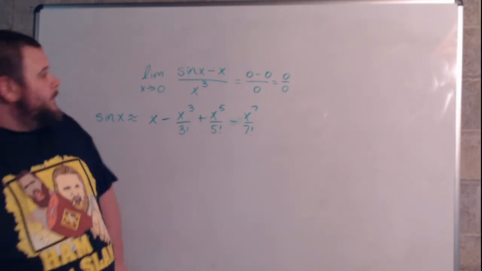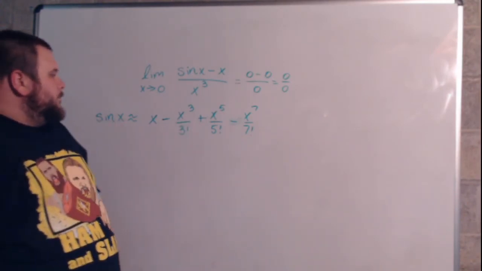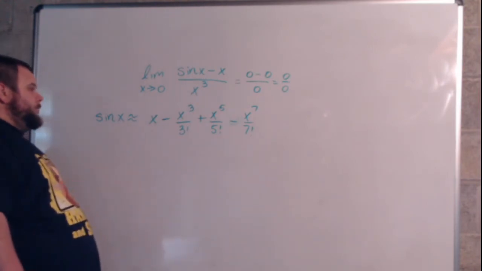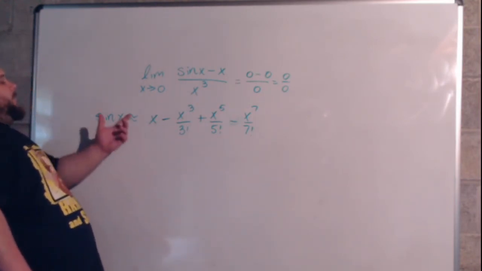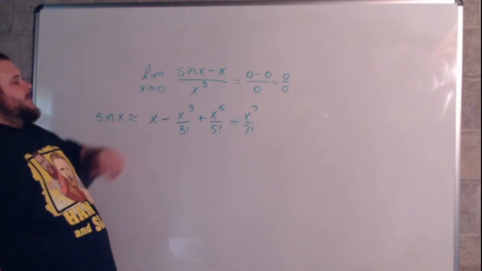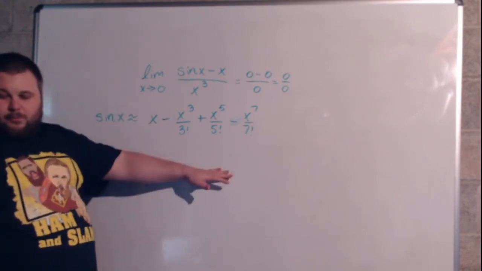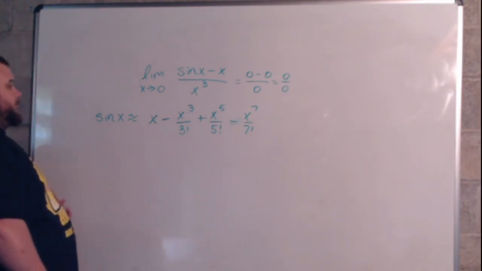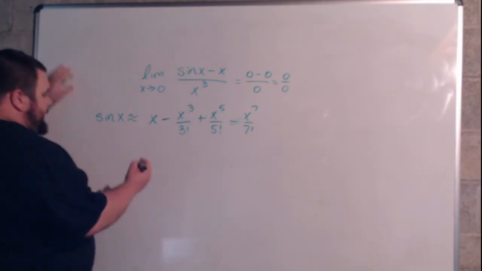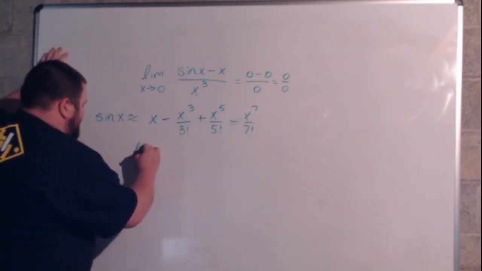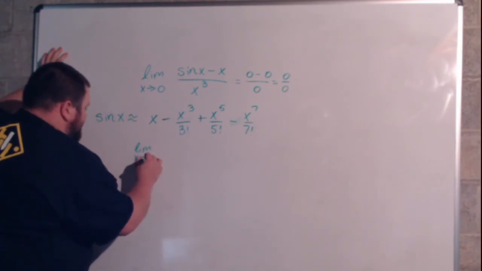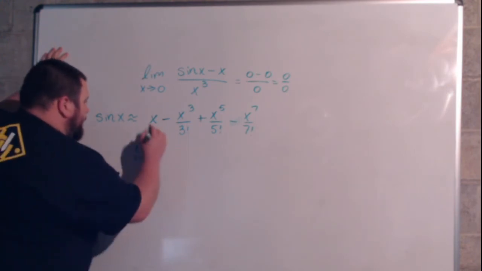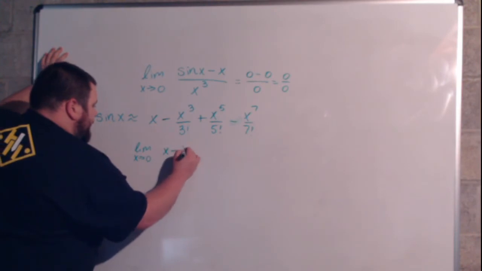Okay. So I'm just going to take the first 4. I'm going to replace sine of x in my limit there by these 4 polynomials, or this polynomial, I should say. So limit as x approaches 0, I'm replacing sine with all of these.